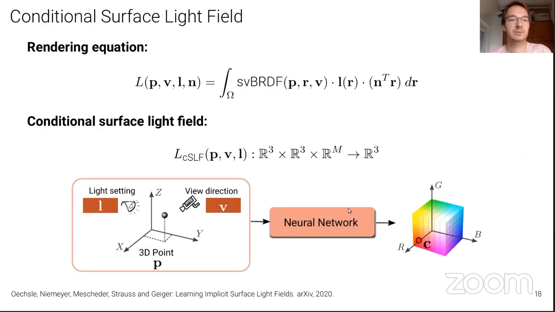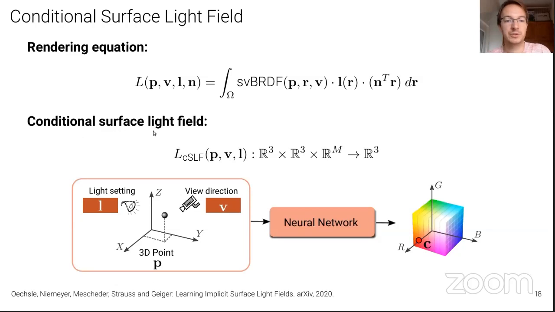The idea behind our conditional surface light fields now is to also condition this neural network on the viewpoint and the light location. Here on the top, we see the traditional rendering equation that's used in computer graphics, where the illumination is computed as the integral over some BRDF representation, some reflection model, times the light source, and it's also a quantity of the normal and the incoming rays that are integrated over here.